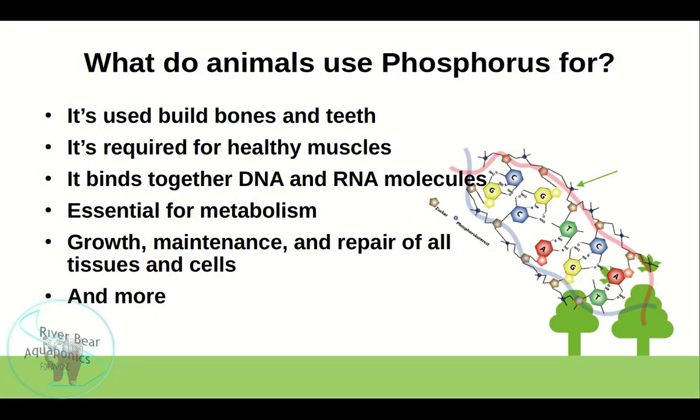Animals use it to build bones and teeth. It is required for our healthy muscles. Again, it binds together our DNA and our RNA molecules. It's essential for our metabolism, growth, maintenance, and repair of all tissues and cells, and much more.